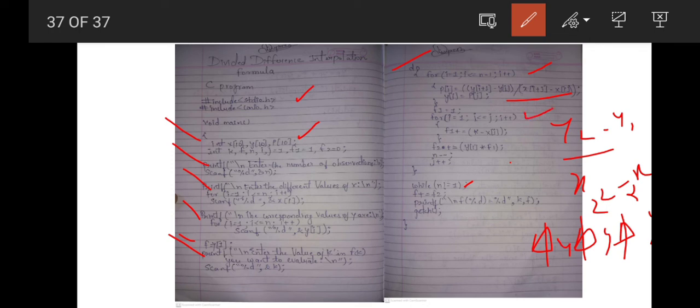Then we have a for loop which works for i equals j to i less than or equal to j and i plus plus. And in the for loop we write f1 equals f1 plus k minus x into k minus x of i. After coming out of the for loop we have f2, that is f2 equals f2 plus y of 1 into f1, and we do n minus minus and j plus plus. When it comes out of the do while loop, then the calculated value of f will be our result.